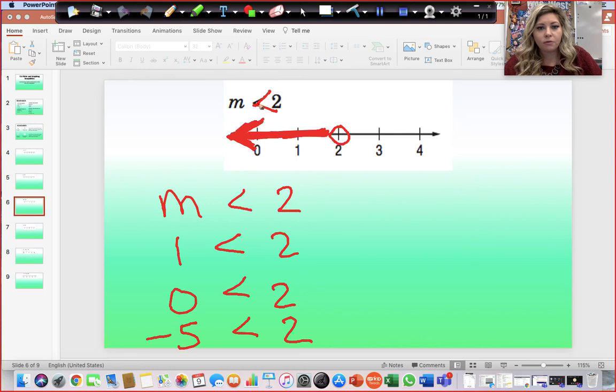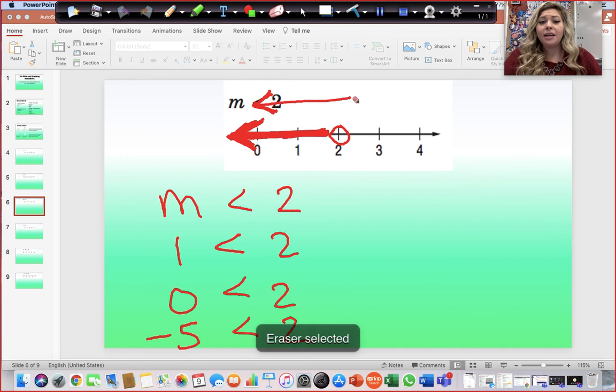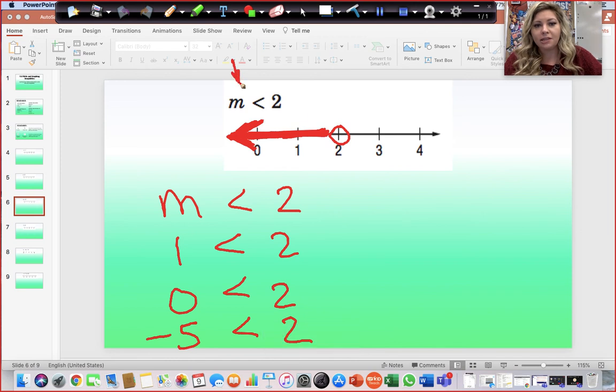So I usually just draw a line out from behind that symbol, and if it's going in this direction, that's the direction I'm shading in. Again, that is only if your variable is on the left. But regardless of that little trick, you can always plug in numbers for m and see what direction to shade in. So if I did, let's say I did this, 3 is less than 2.